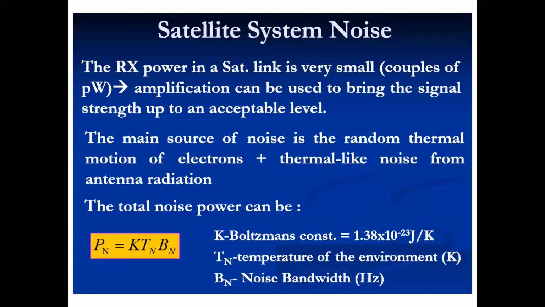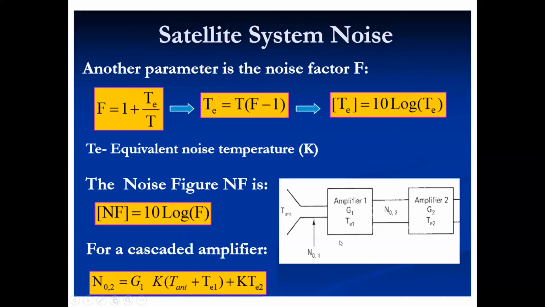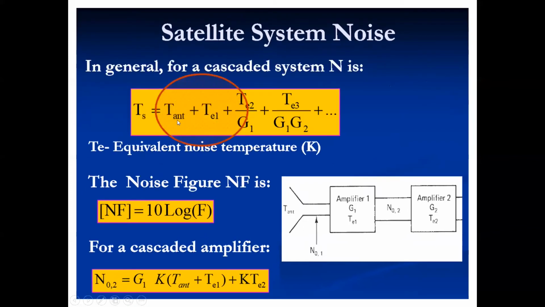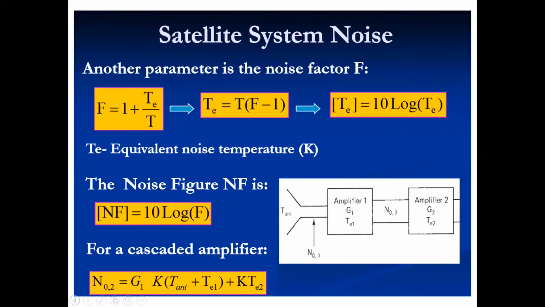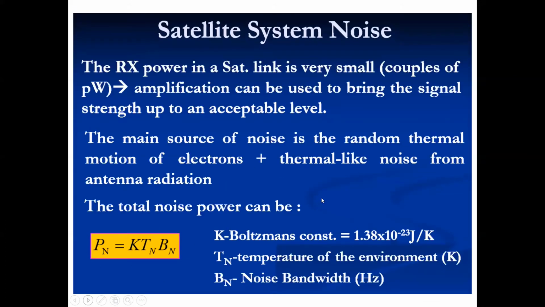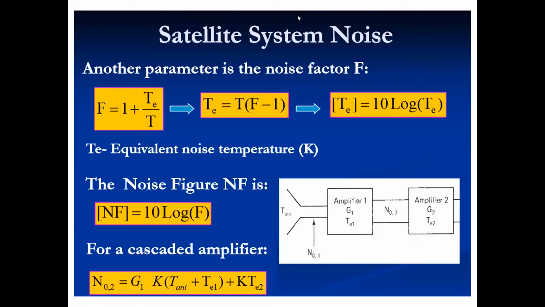So if I look at a simple example of this case, where you have an antenna, transistor 1 and transistor 2, I hope you remember this formula, where the equivalent noise temperature is the antenna temperature plus the noise temperature of the first stage plus the noise temperature of the second stage divided by the gain of the first stage, and so on. Always, when you are designing any communication system, it is preferred that your first stage is a low noise amplifier.